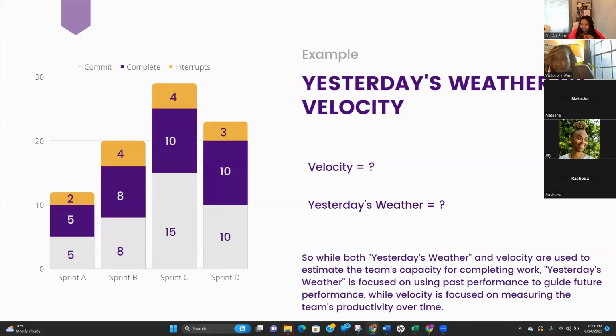So looking at these 4 sprints and their completed work, what would you say their velocity is? 8 to 10, or 8. Their velocity would be about an 8.